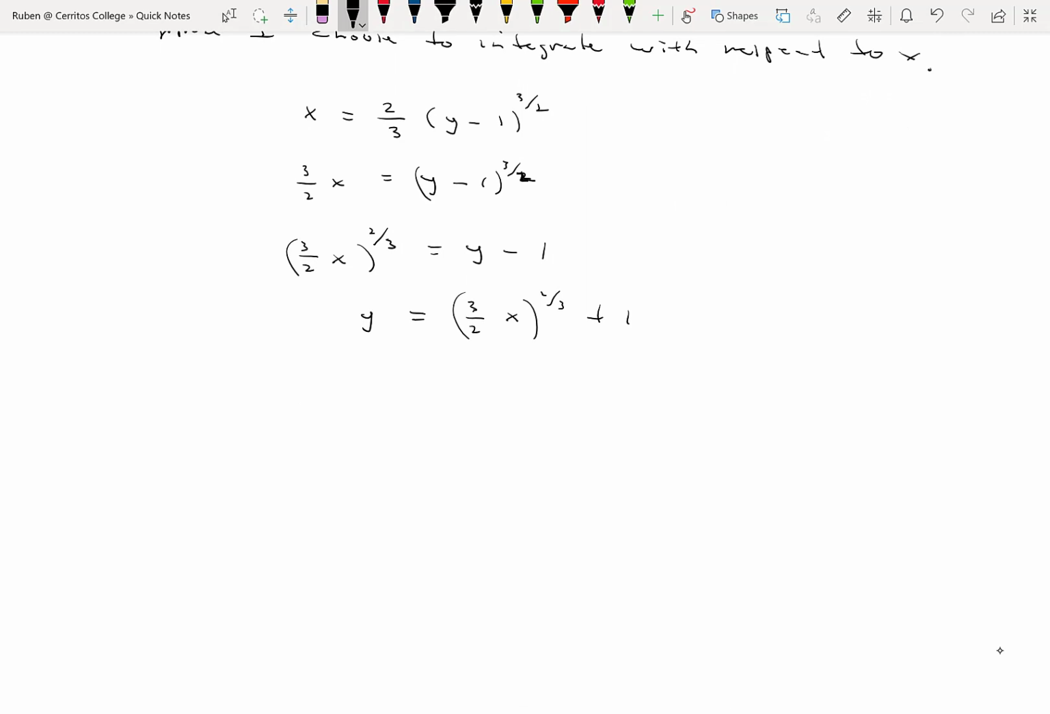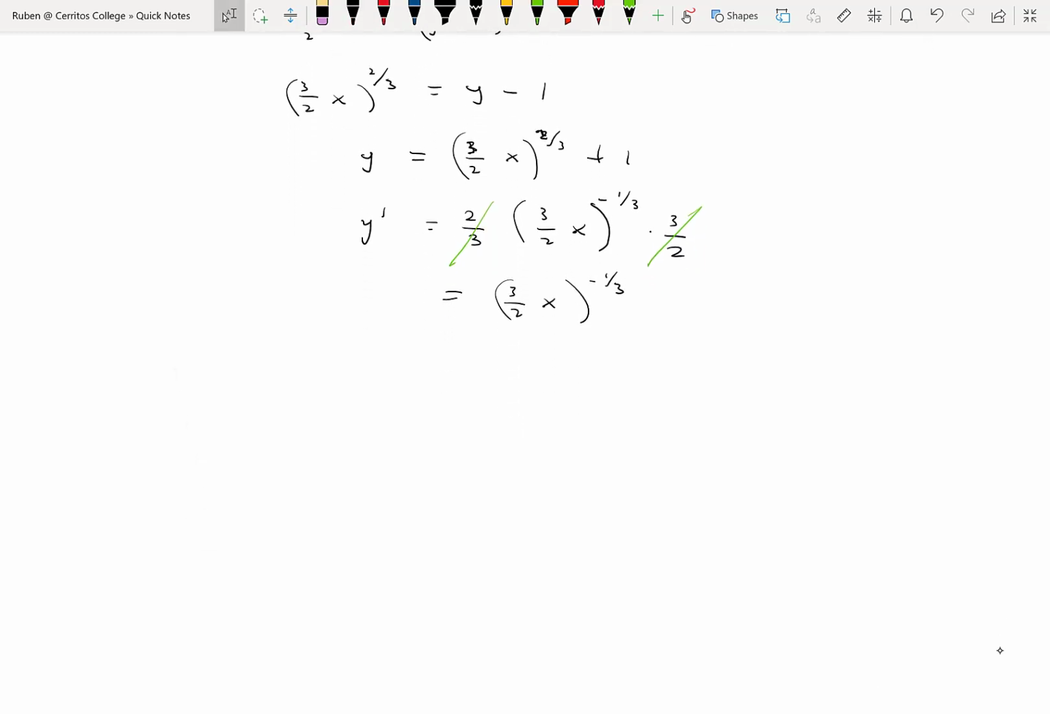Well, my formula, if I'm going to integrate with respect to x, is going to require y prime. Let's take the derivative. So 2/3 comes down, and it's not going to cancel with the 3/2 because the entire 3/2 is multiplied by x, and that's being raised to an exponent. 2/3, decrease the power by 1, negative 1/3, times the chain rule will give us times 3/2. And that allows us to cancel 2/3 and 3/2. So I'm looking at 3/2 x to the negative 1/3 power.